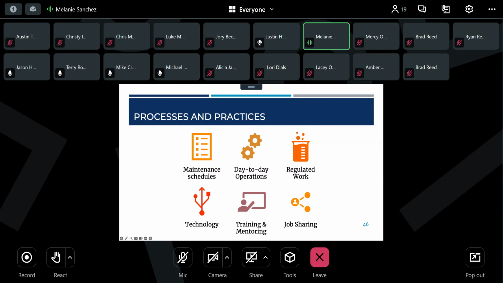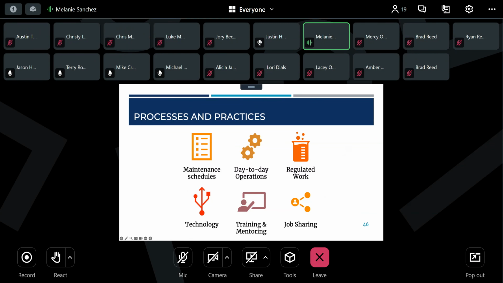Regulated work. So for any task subject to regulations, it's definitely crucial to have very specific processes in place that ensure compliance. This can include clear guidelines, quality control measures, QA/QC, super important, and documentation to demonstrate adherence to those regulatory standards.